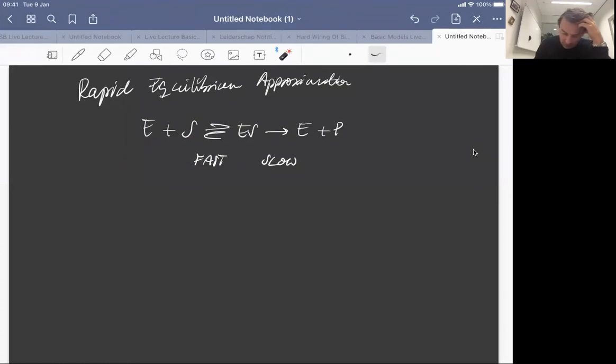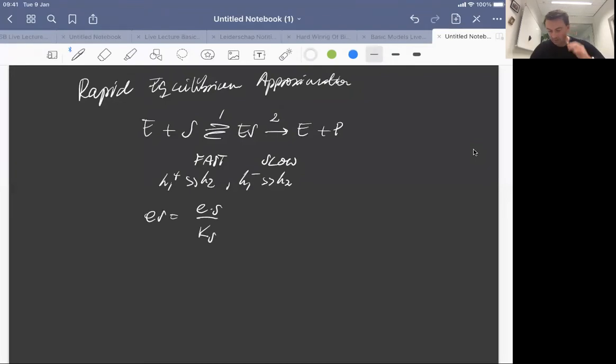And this means that due to this timescale separation, due to the fact that the first reaction is much faster than the second reaction, so that K1 plus is much greater than K2, and K1 minus is also much greater than K2, there continuously exists this relationship between ES and E plus S. And this is the equilibrium relationship.